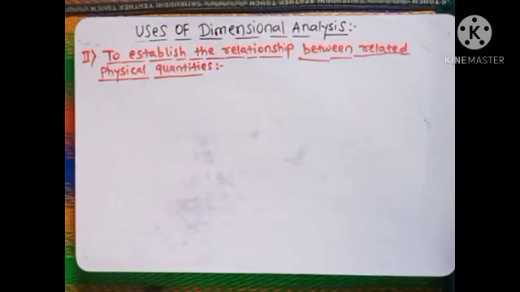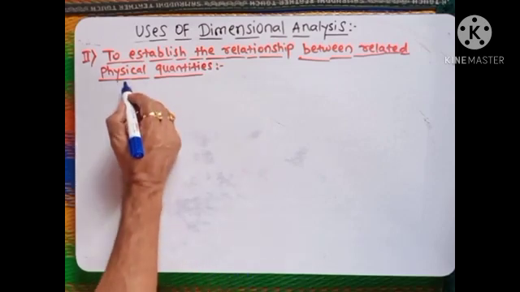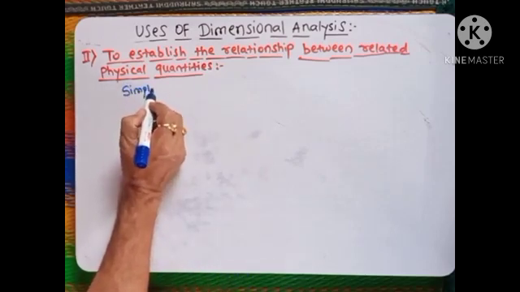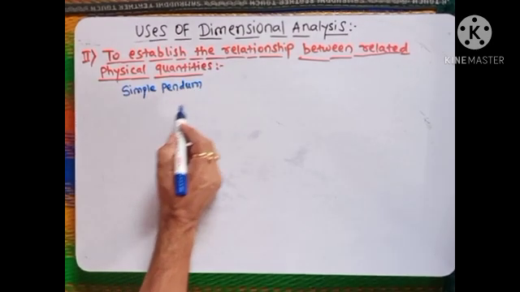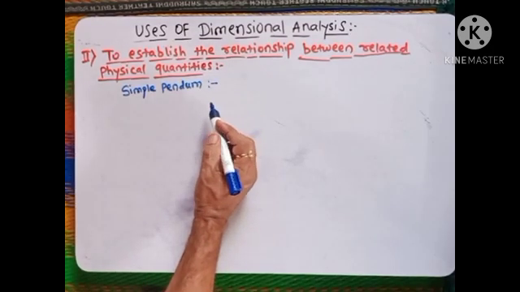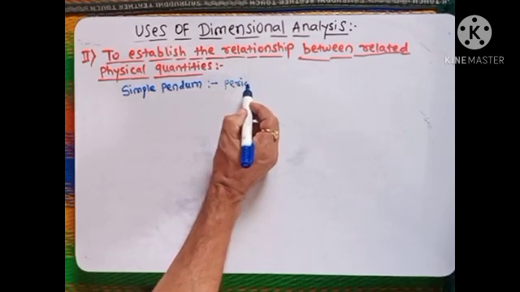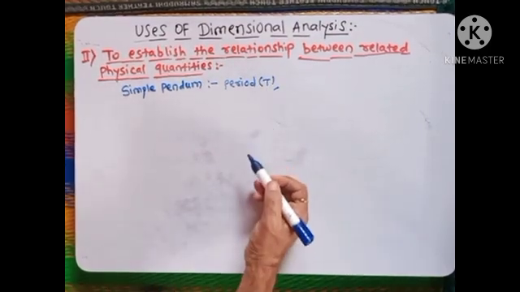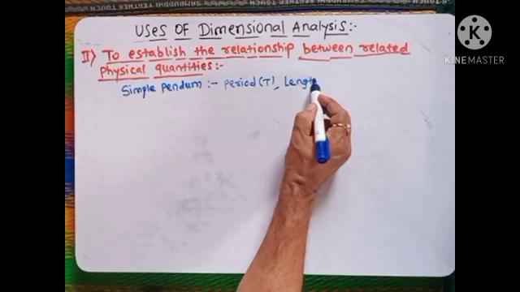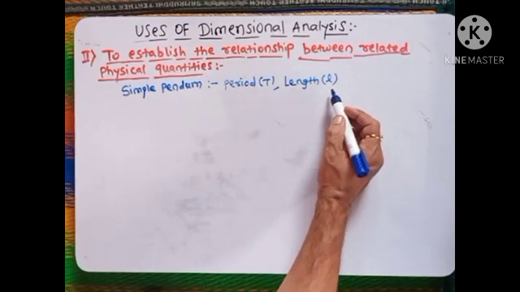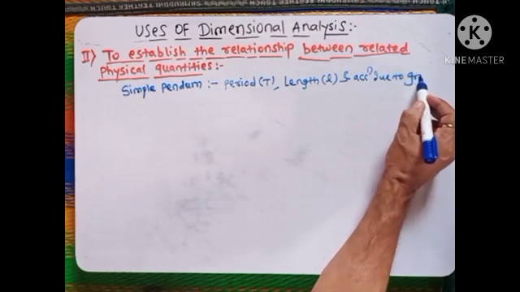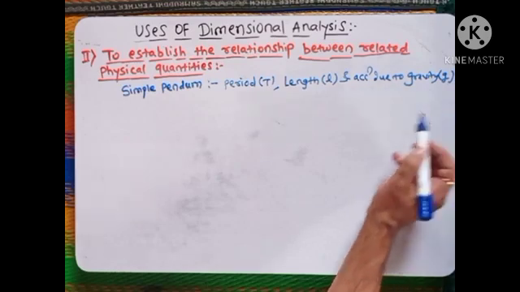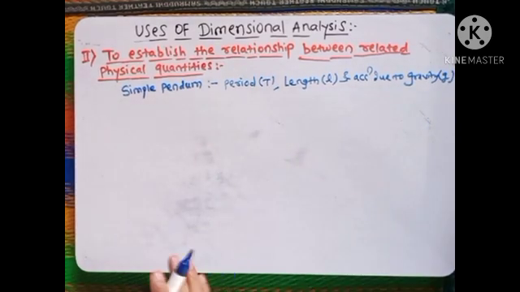Now, suppose we consider a simple pendulum. In case of a simple pendulum, we consider different physical quantities: the period denoted by T, the length of the pendulum denoted by L, and acceleration due to gravity denoted by small g. Then we can obtain the relation between these three for the simple pendulum.